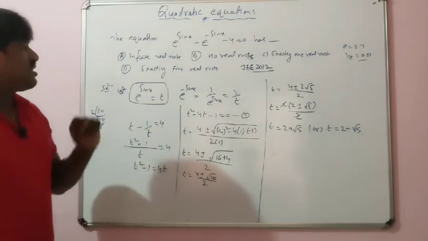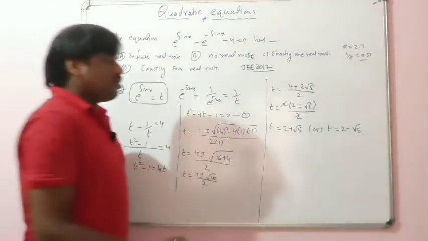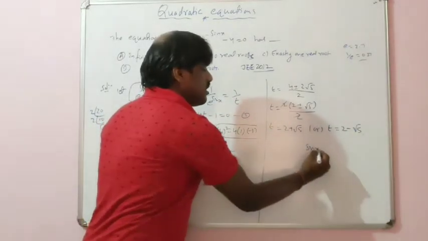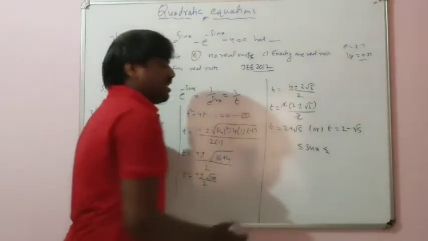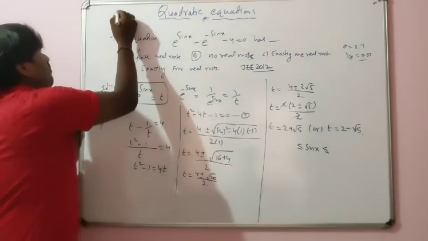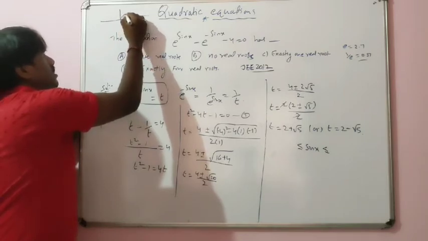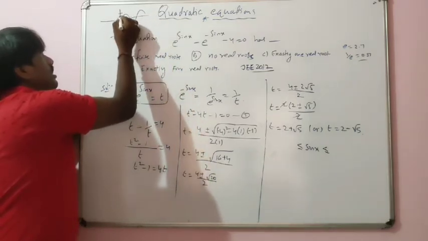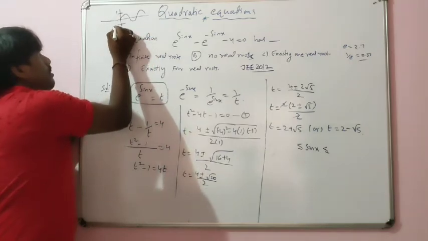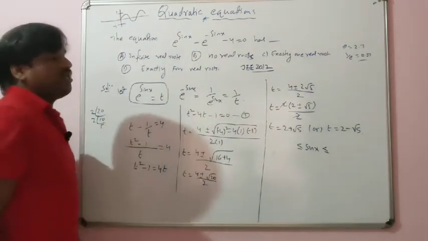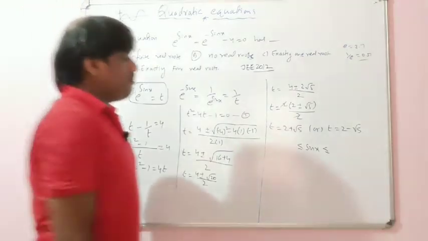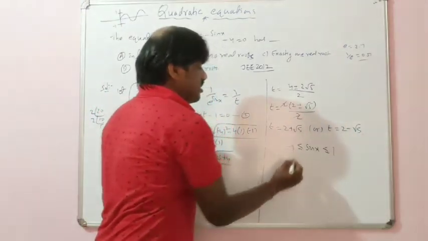But actually what is t here? E power sin x. So you know the range of sin x. See here, the sin x graph will be like this, and it will be between 1 and minus 1. Sin x has a maximum value and a minimum value, so sin x will lie between 1 and minus 1.